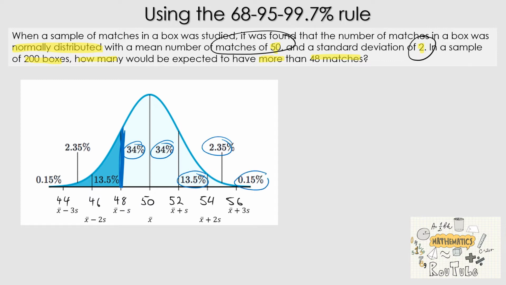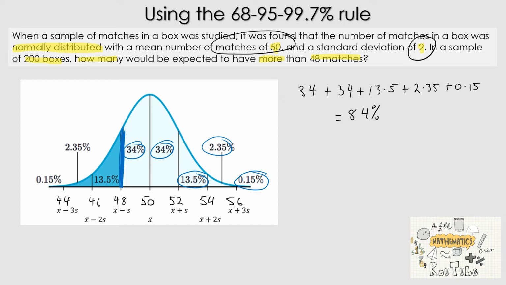If we add up all those percentages, there are two ways you can do this. You can either add up the percentages on the left and then subtract it from 100, or you can just add up those circled percentages, which we've done now, which is 34 plus 34 plus 13.5 plus 2.35 plus 0.15. You don't need to do this every time, I'm just stepping it out for you. Hopefully you get an answer that is 84%.